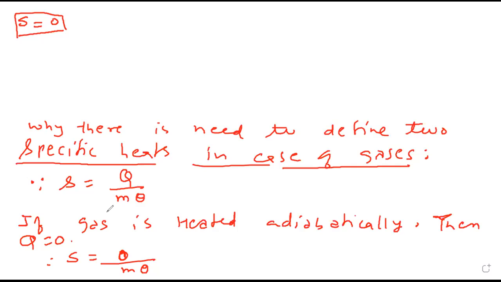Okay, completed. Now, if heated adiabatically, then we got that specific heat capacity should be zero.